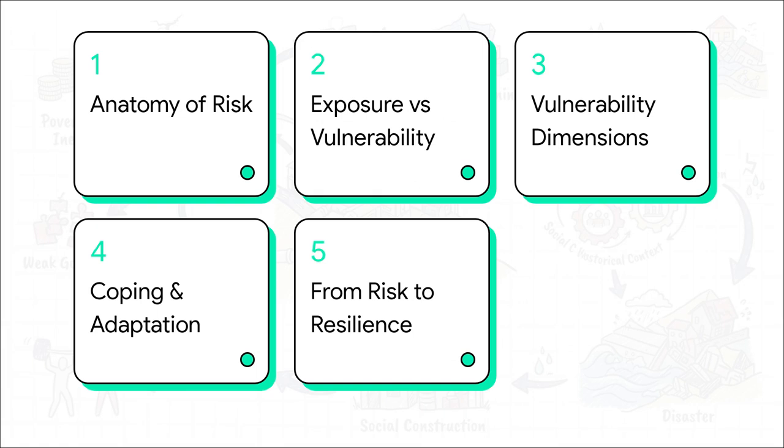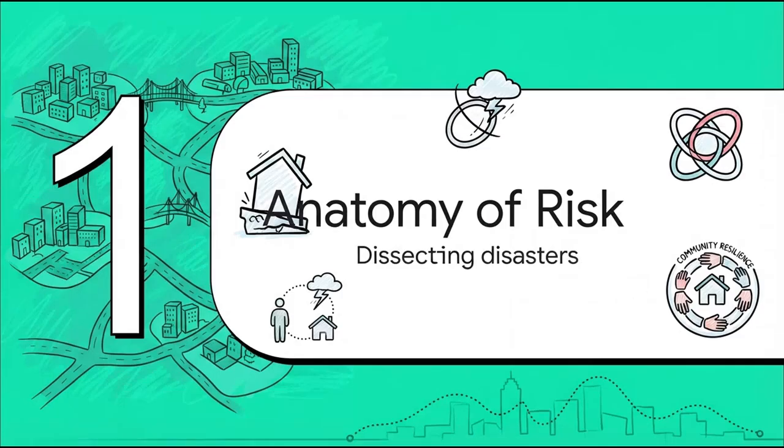We'll start by breaking down the anatomy of disaster risk. Then untangle exposure versus vulnerability. Explore the real-world dimensions of vulnerability, look at coping and adaptive capacity, and finally, move from risk to resilience. Okay, let's dive into Section 1, the anatomy of disaster risk.